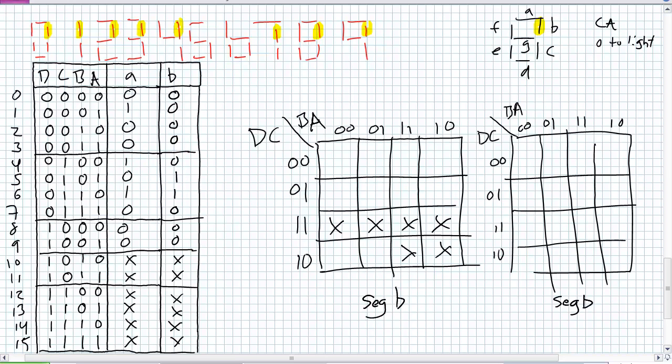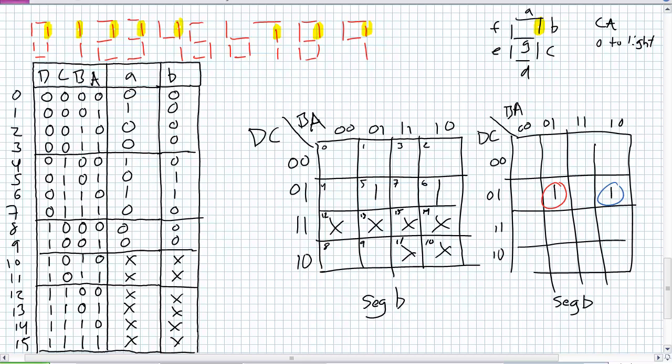Where's 5 and 6? Well, that's 0, 1, 2, 3, 4, 5, 6, 7, 8, 9, 10, 11, 12, 13, 14, 15. Where's 5 and 6? 1, 1. So what are the groups that I'm going to use? And again, let's try this without the don't cares. Without the don't cares, I can get a 4-term product and another 4-term product.